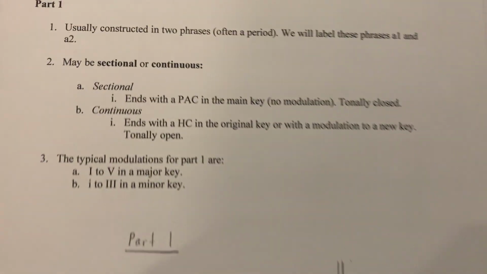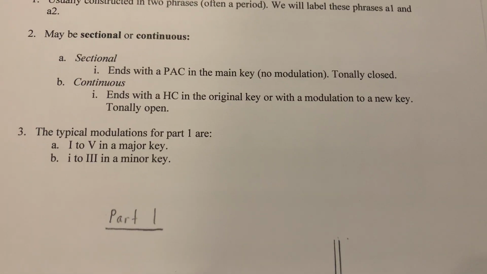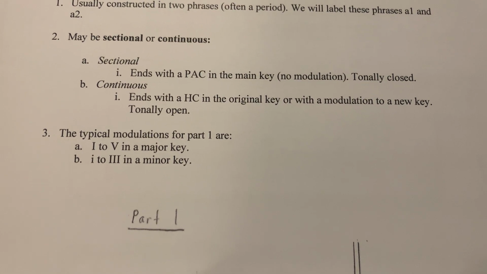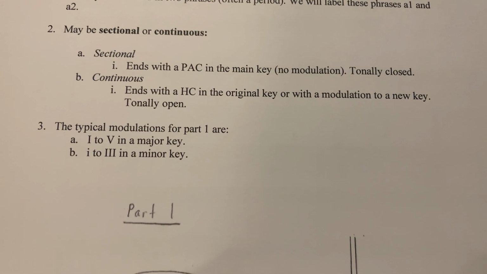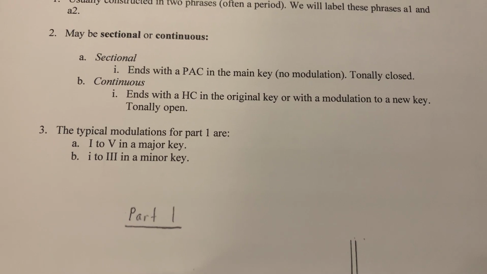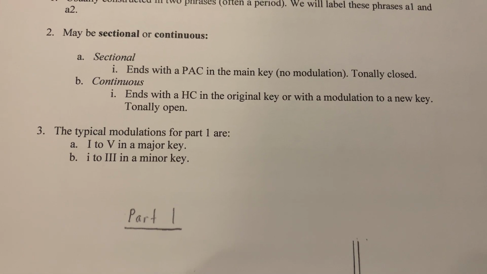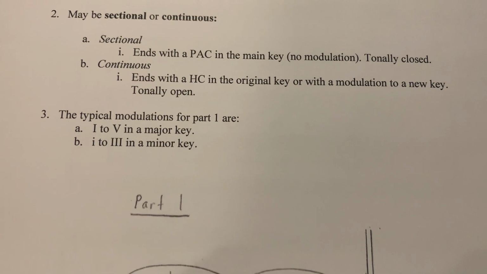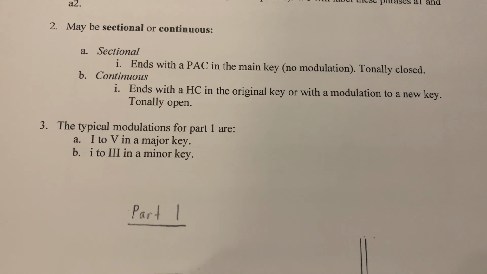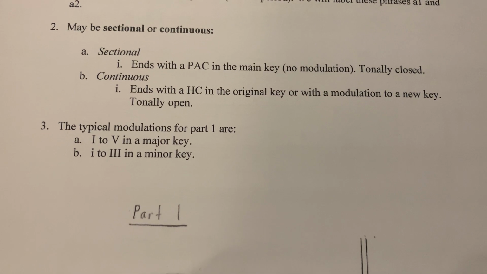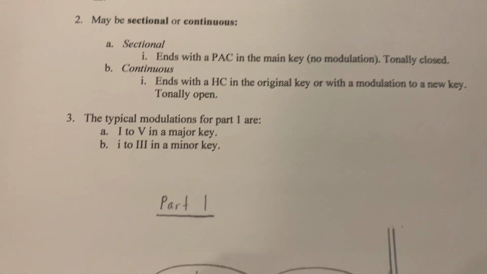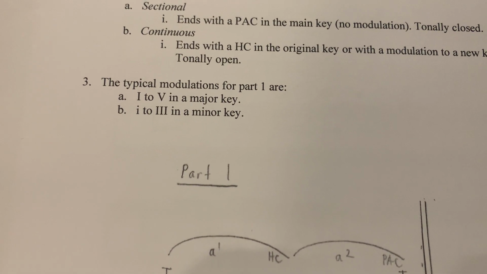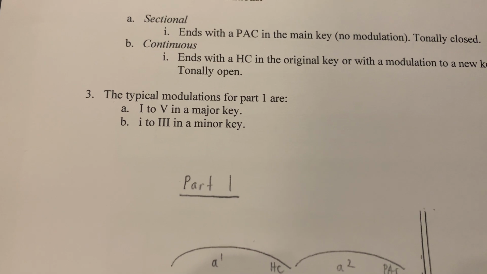Now, the other possibility would be a continuous, or what the book calls a continuous part one. A couple of ways this could happen. One is that the section could end with a half cadence in the original key, so it's going to be tonally open. More commonly, though, it's going to be a modulation to a new key. So that's usually what you're going to see for a continuous one: you're going to modulate to a new key. You might have a pivot chord like we talked about last time. And the typical modulations for part one are, if you're in a major key, I to V, and if you're in a minor key, I to III.